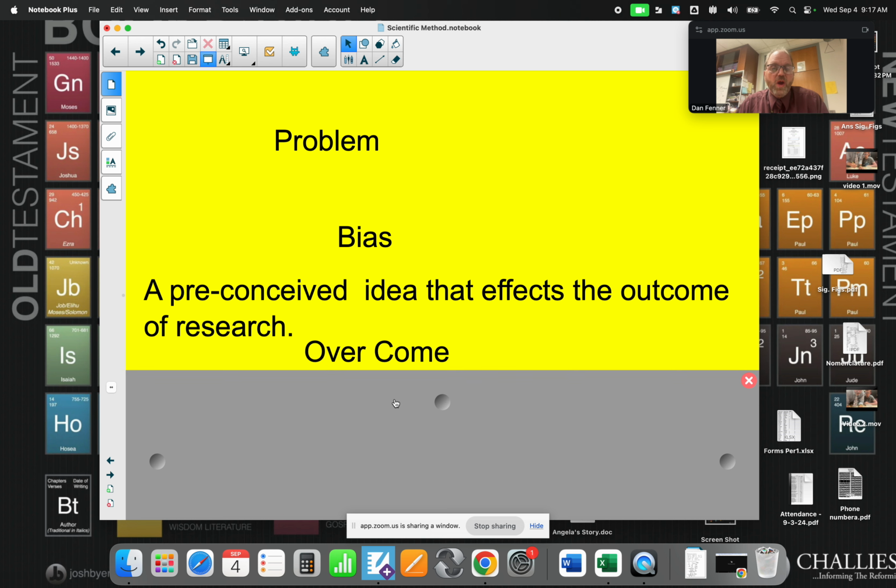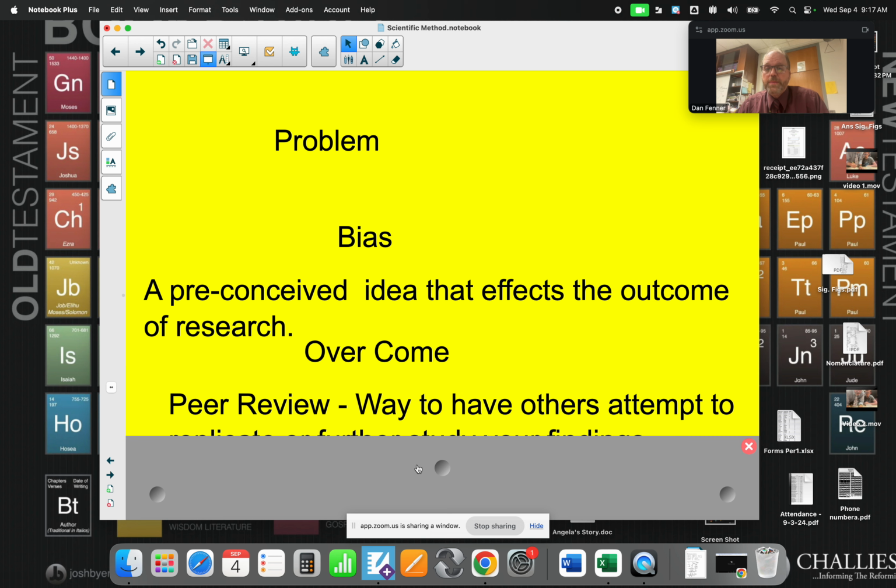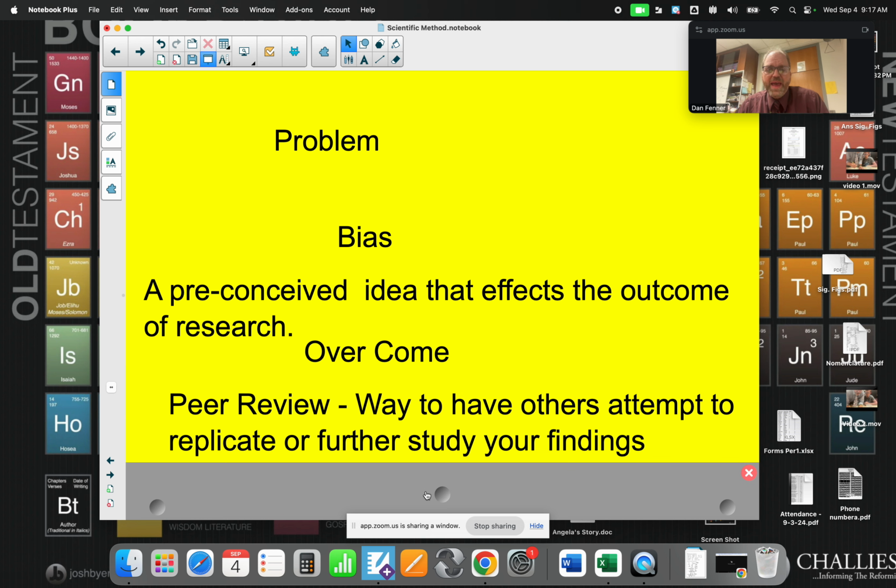Now, the way that we overcome both of these, both intentional and unintentional bias, is a peer review. It's a way of having others attempt to replicate or further study your findings. In the case of the Peking Man, they did testing on the bones. In the case of the gene, they looked at the findings and found that they couldn't replicate it. So all of those are ways of the scientific method to identify it. So that is day one, scientific method.